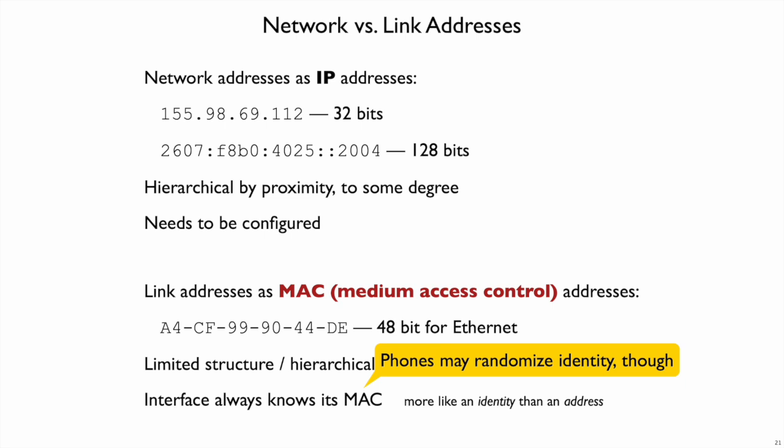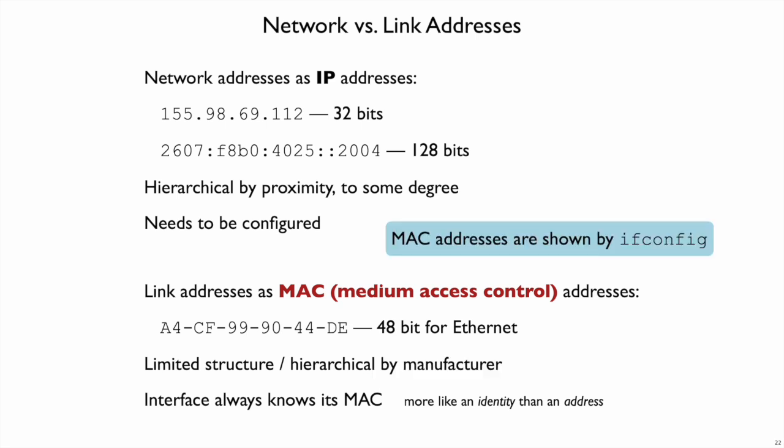Fortunately, the 48 bits of Ethernet space is plenty of room, and some of it is designated for local use, much like 10 dot addresses at the IP layer. And you can always have another layer of protocol that lets phones pick and randomize their identity. But we'll talk about the link layer with the simplifying assumption that everything has a fixed MAC address.